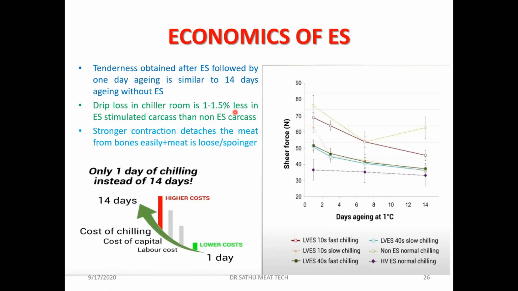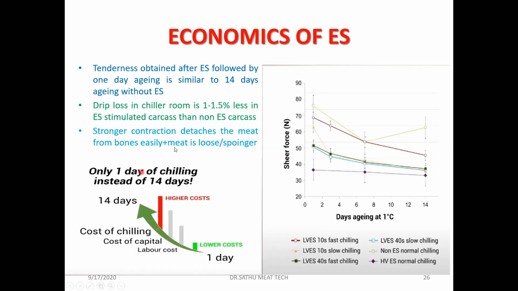Suppose you take one animal of 300 kg, just assume that. If the drip loss is 1.5% less, in the case of 300 kg, how much will we get? We'll get around 4.5 kg more meat. So if I'm slaughtering around 100 animals, I will get around 450 kg more. So that is the advantage of electrical stimulation. In the long run, it will be very economic.